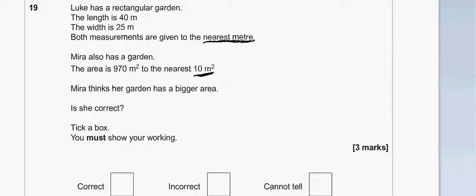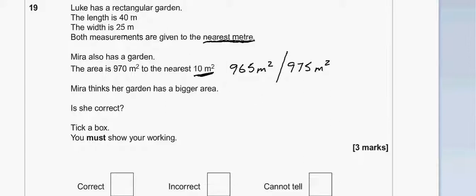Okay, now the area of her garden is 970 metres squared to the nearest 10 metres. Okay, so that will be plus or minus 5 metres. Okay, it could be 5 metres squared either way. We just take this and halve it. So the smallest their garden could be would be 965 metres squared. The largest their garden could be would be 975 metres squared. Okay.